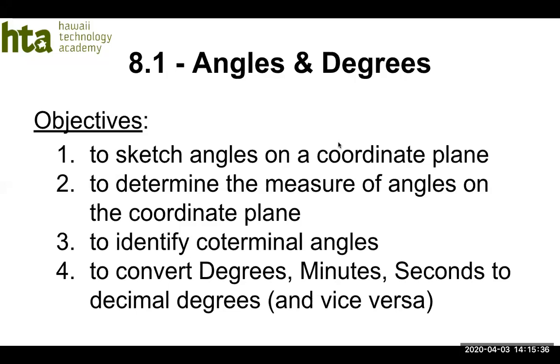So you know how to do angles and stuff from geometry, but now we're going to do it on a coordinate plane. Then we're going to determine angle measures that are on the coordinate plane. Then we're going to look at what coterminal angles are and identify them. And then we're going to convert decimal degrees and degrees, minutes, and seconds, also known as DMS, from one to the other. Okay, so 4 objectives for today's lesson.